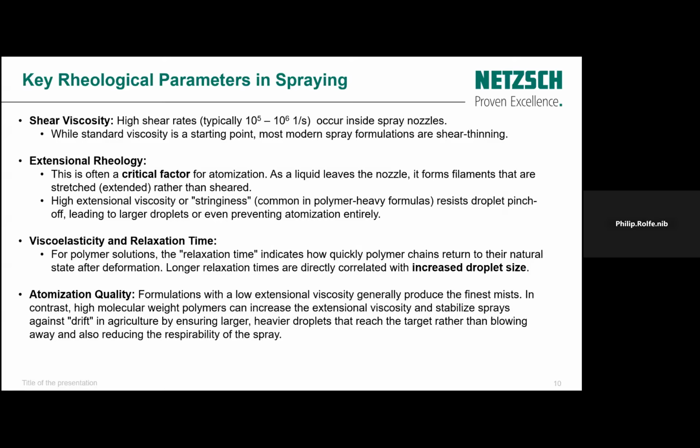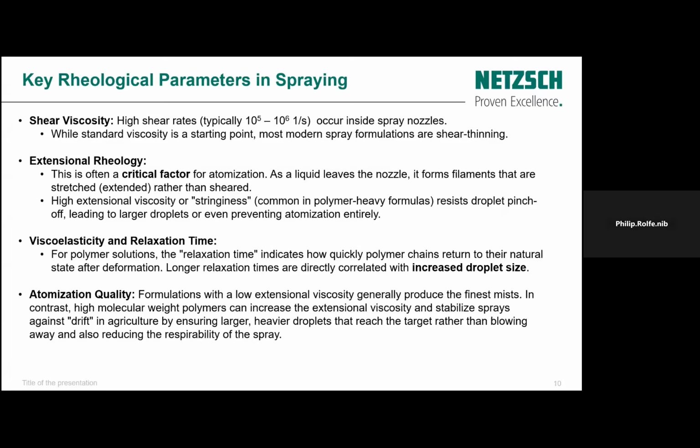And another thing of interest is the extensional rheology. So if you have a high extensional viscosity, then that actually will change the particle size. The more extensional viscosity, you get larger droplet size. And sometimes you can get stringiness even, or a cobweb coming out through the nozzle. So this is if it's really high extensional viscosity, it doesn't atomize cleanly.